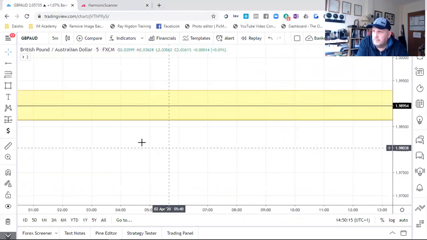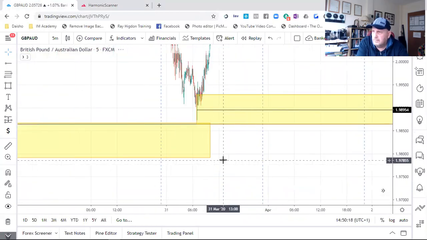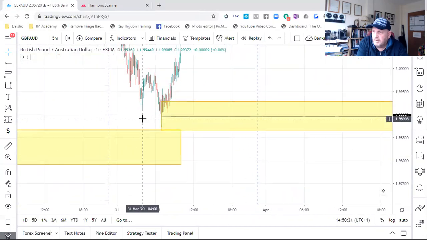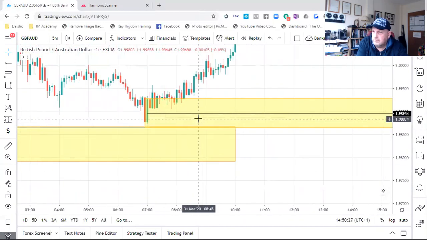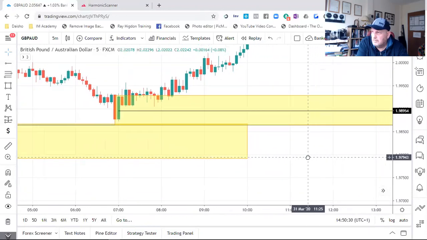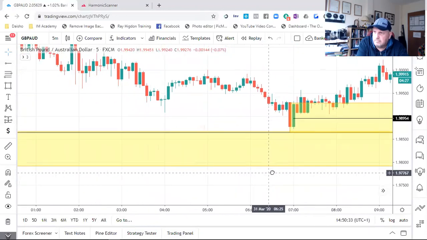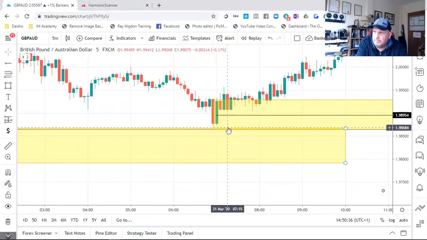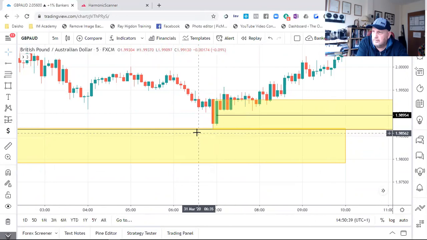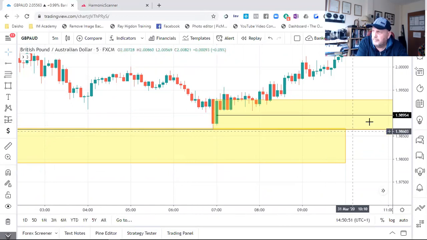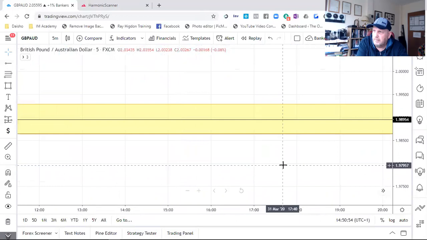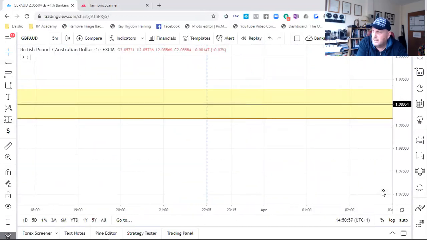What I'm going to do here is if we go along, this is a 5 minute, and you can see here where I've marked this area of interest. This one here. It's also an equal low. That's the black line there. That's for an equal low. We'll hover over that. We're looking for the low. The low on that is 1.98657. Right. So how close is that? I've already identified that, and I didn't even look at the scanner.